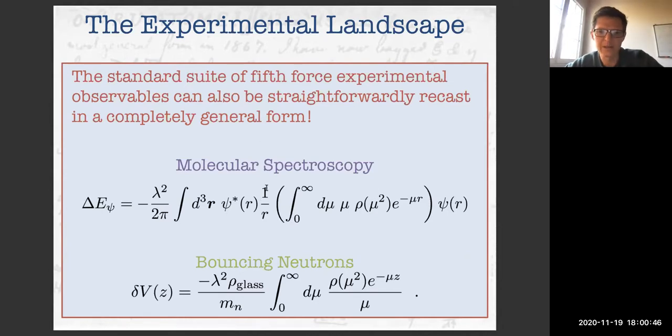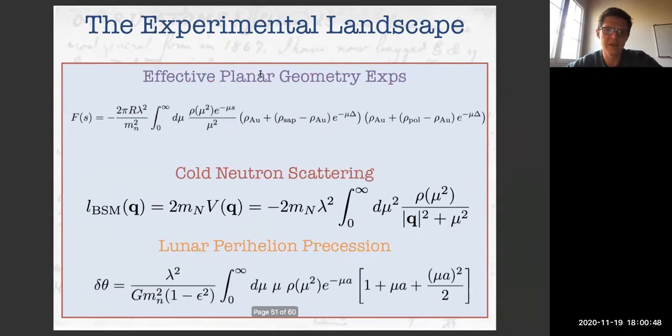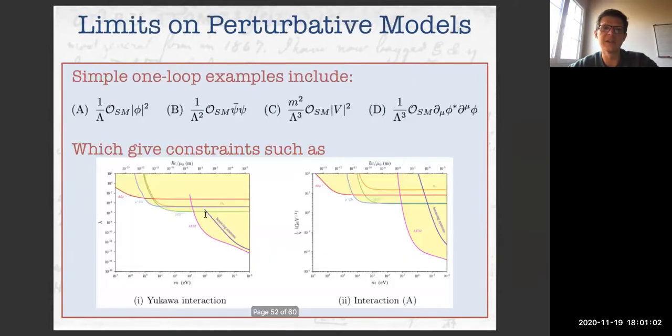So you can do it from molecular spectroscopy, bouncing neutrons, experiments where you have effective planar geometry, like experiments where you have a sphere near a plane and you look at the force between both of them, cold neutron scattering, lunar perihelion precession, which is for very long range fifth forces, so very low energy.